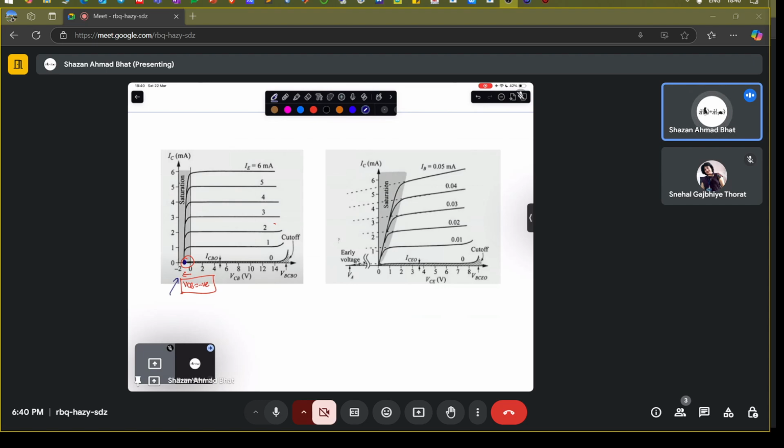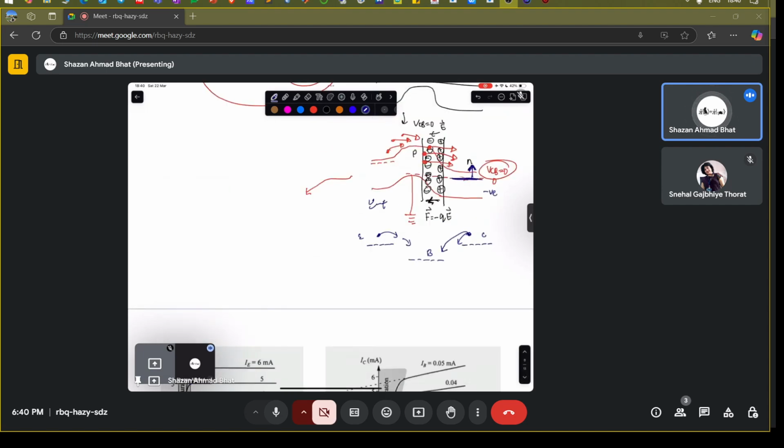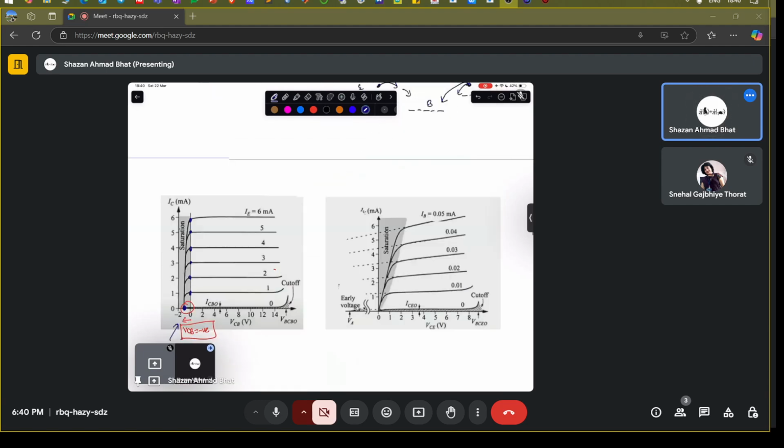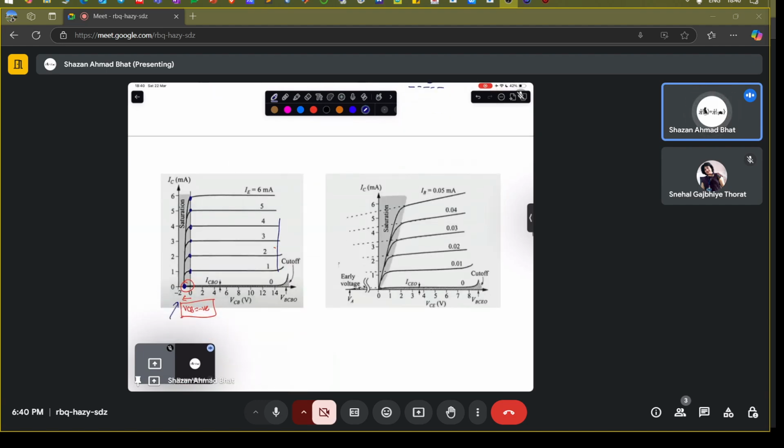at some negative VCB, you have the collector current reduced to zero. So that's why the collector current is non-zero even if your VCB is zero, because of this particular reason. Because of the electric field in the depletion region, there will be some electrons which can go to the other end. And you see that this region, this is the direction of the IE increase.